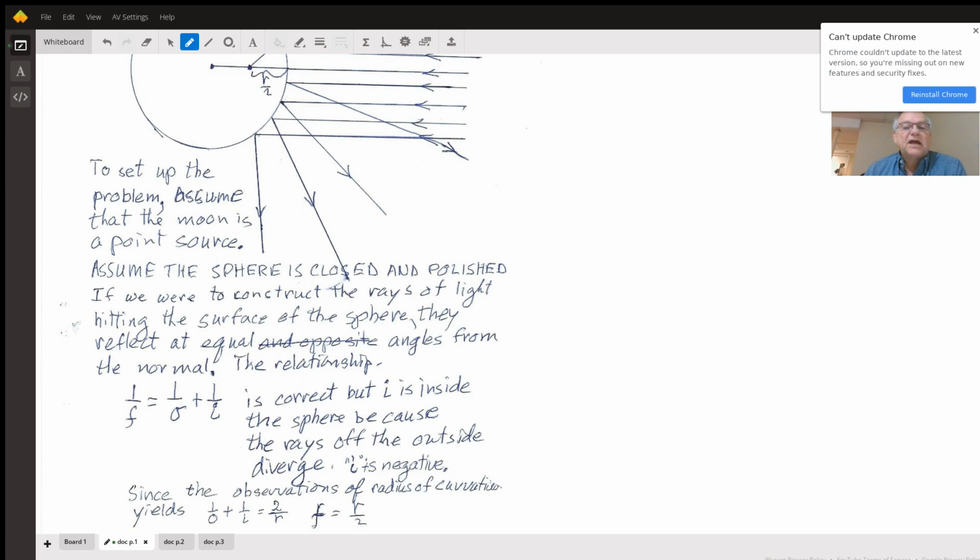Compute the position and diameter of the image of the moon in a polished sphere of diameter 20 centimeters. The diameter of the moon is 3,500 kilometers and its distance is 384,000 kilometers, and that's a long distance. So we're working here with some big numbers.